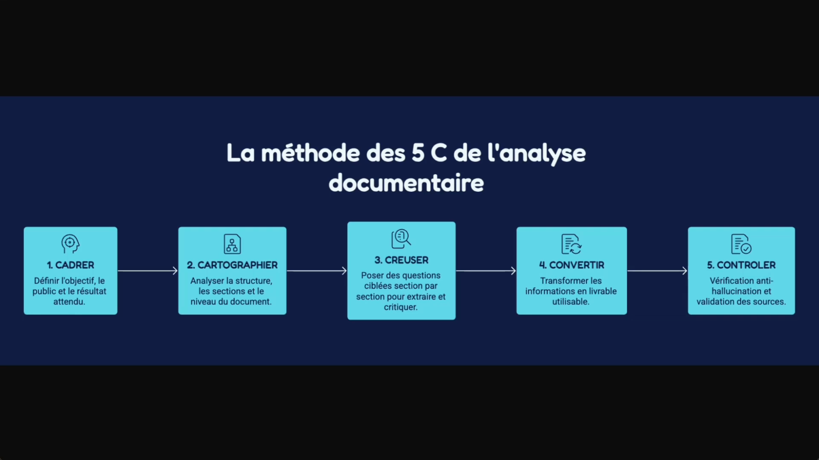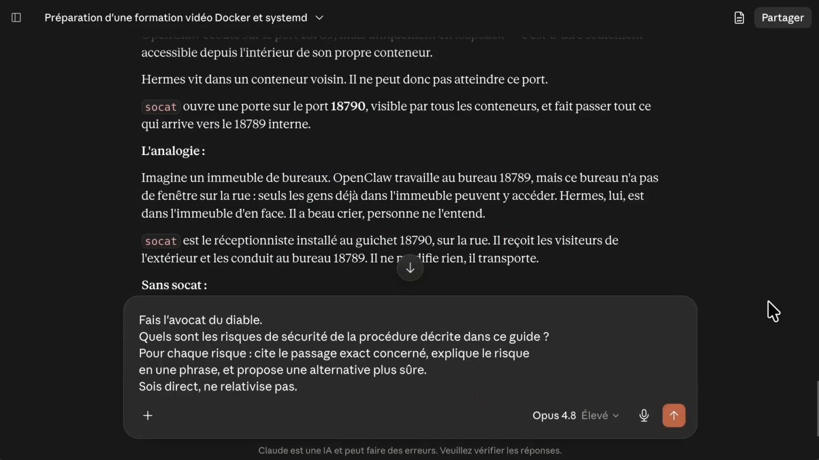That means I want it to be in the form of a checklist, a table, a script, a sheet, an email, or a summary. So here I'm basically going to ask it to transform the original PDF format into another format. And that too, of course, I have some templates actually that are going to be about that. Before that, we're simply going to send it a slightly more special question. Look here, I'm going to ask it, play devil's advocate. What are the security risks of the procedure described in this guide? For each risk, cite the exact relevant passage. Explain the risk in one sentence and suggest a safer alternative.